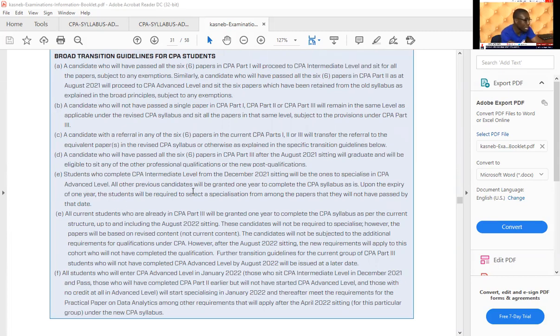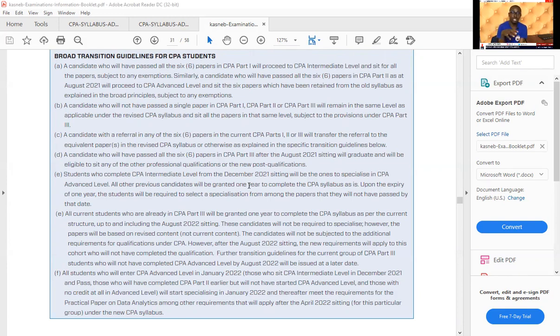All previous candidates will be granted 1 year to complete the CPA syllabus. And you should understand this case clearly. Whenever we're talking about all previous candidates, we are talking about the students who are in part 3. Now, you'll be given a period of 1 year to complete the syllabus. And remember, you're not talking about the old content. You're talking about the revised content of the new syllabus.